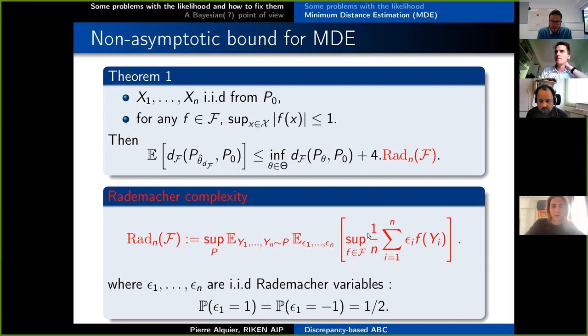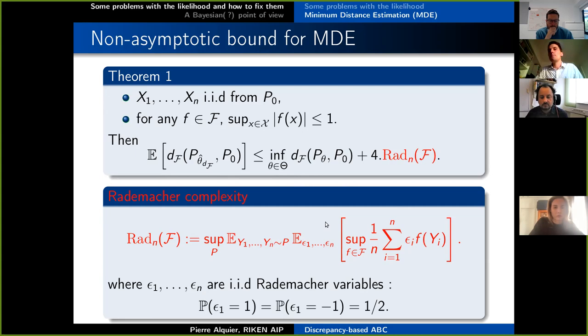And it might be that if the class F is rich, then in some sense, for each epsilon i that would be +1, we can make sure that f of yi is also large. And for each epsilon i that would be equal to -1, we can take f of yi that would be very small, a kind of inverse interpolation of the data, if you want. But then in this case, it would lead the Rademacher complexity to be very large. So if the family F is super small, this should be close to zero. And the larger the family F is, the larger this Rademacher complexity would be.